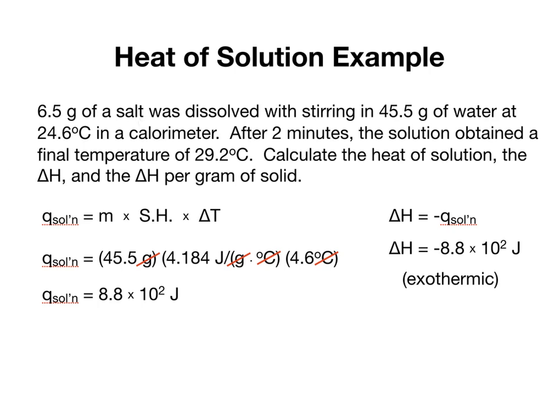That's an exothermic process. Now, if we want to determine the enthalpy change per gram of solid, if dissolving 6.5 grams of this salt released 8.8 times 10 to the second joules, then how many joules would be released per gram of salt? Well, we simply take the enthalpy change and divide it by the amount of salt that we dissolved to determine 1.4 times 10 to the second joules per gram.